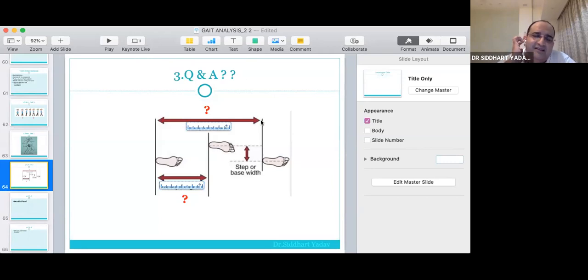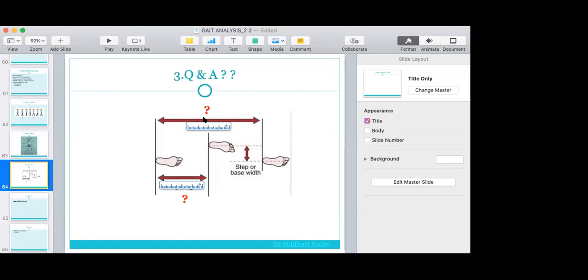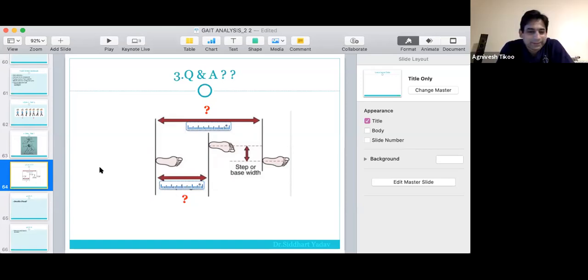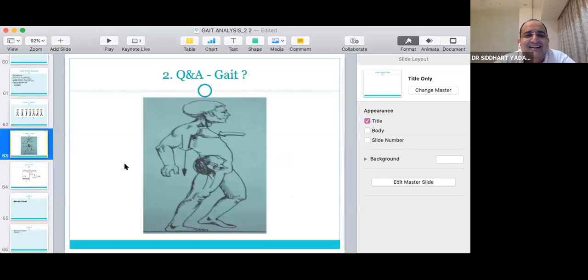Now this you should tell me. What is the big first arrow here and these two? What is the meaning of this? How do you label it? So, the bigger one is step length and the smaller one is base of support. This is base of support. The down one is step and this is stride. Okay.